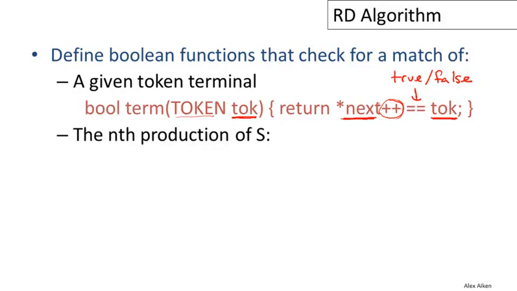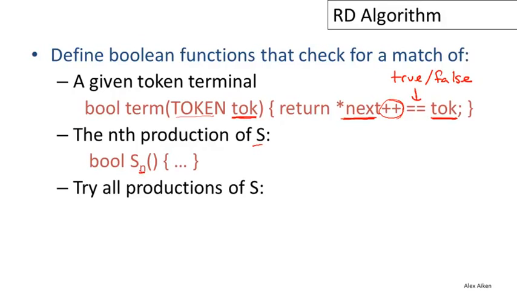Now, another thing we need to check for a match of is the nth production of S. So this is a particular production of a particular non-terminal S. We'll denote that by a function that returns a Boolean, and it's written as S sub n. This is a function that only checks for the success of one production of S. I won't write out the code for that now; we'll see that in a minute. Then we're going to need another function that tries all the productions of S. This one is going to be called just S with no subscript, and it will succeed if any production of S can match the input.